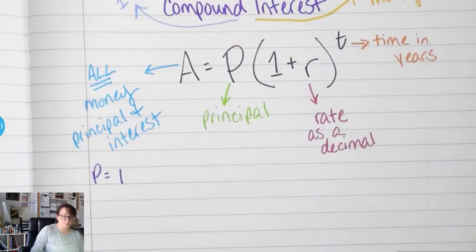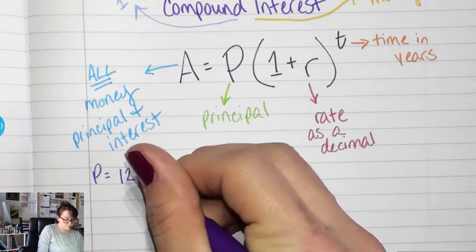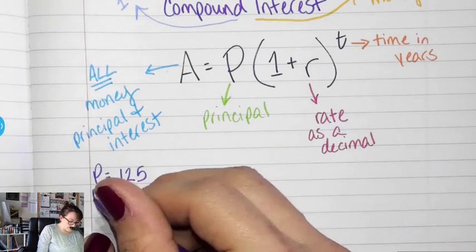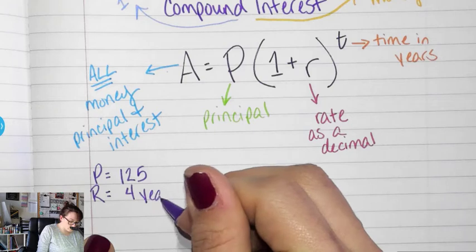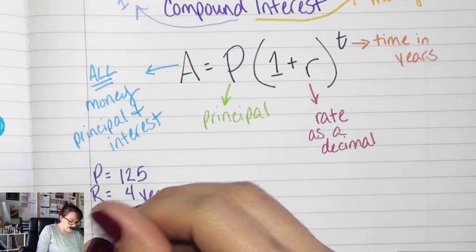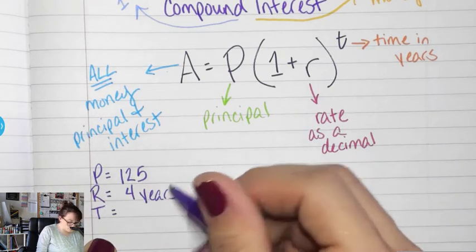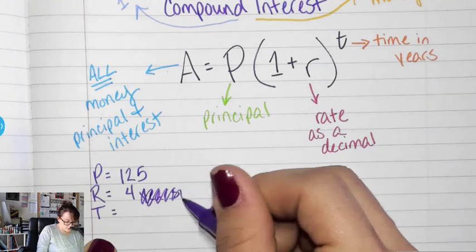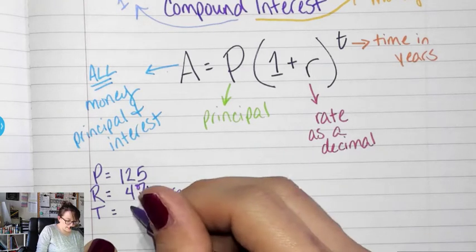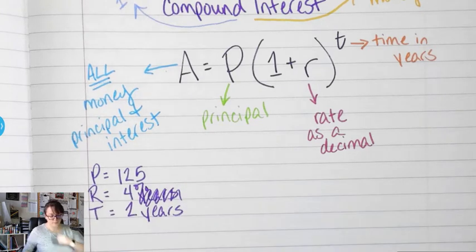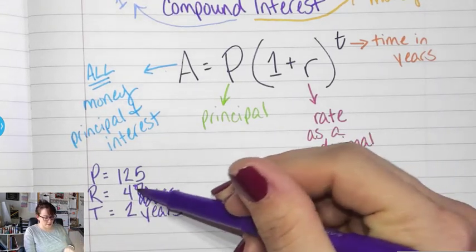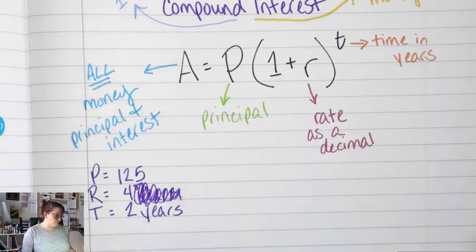So, example: if principal is 125 and rate is 4%, sorry, R is 4%, and T is 2 years. There we go. Now I'm going to let you use a calculator on this because it's Friday.